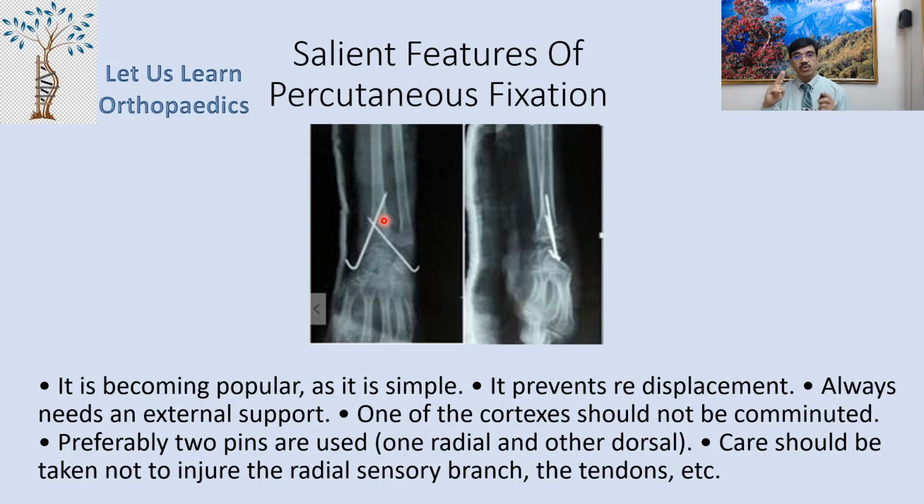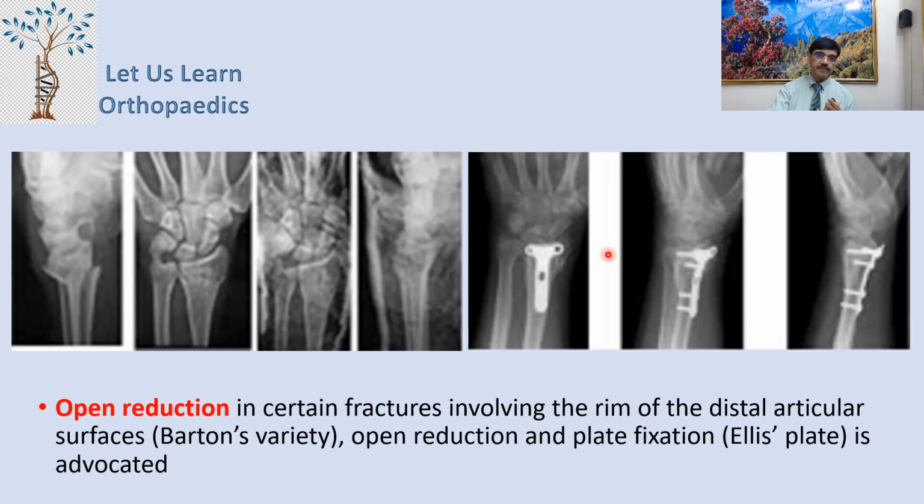Preferably, we must use 2 pins, one from the radial side and another from the dorsal side. Now, while inserting those pins, we must avoid injuring the radial sensory branch and the tendons on the dorsal aspect.